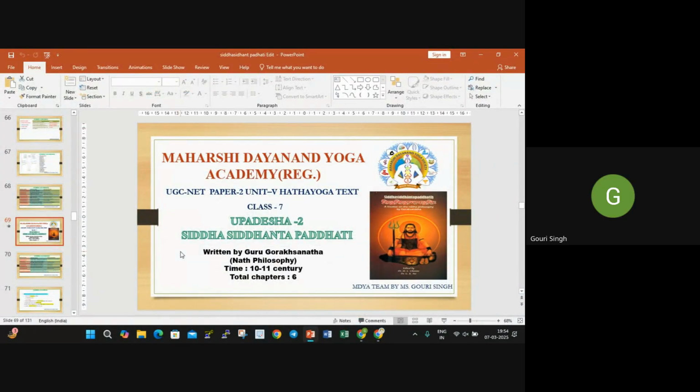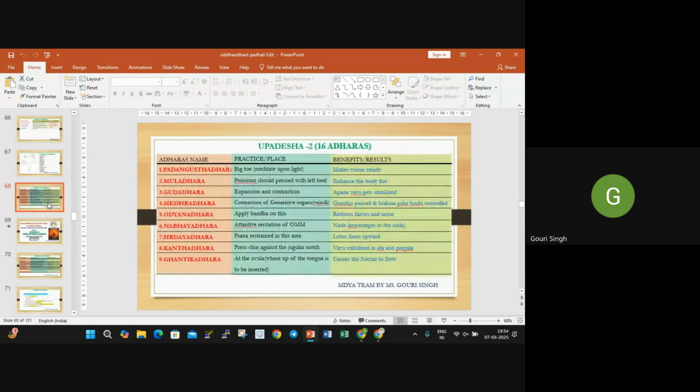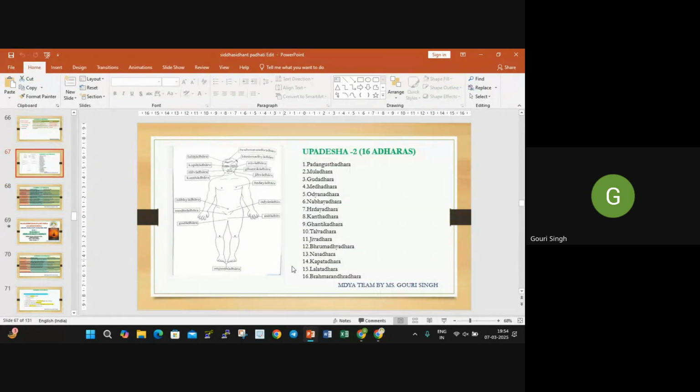So welcome to today's class. It is our seventh class of the Siddha Siddhanta Paddhati. Before we start our next topic, we will first discuss the adharas that we discussed yesterday.